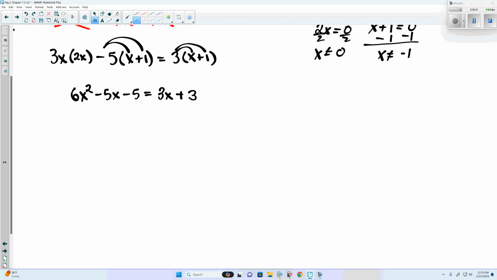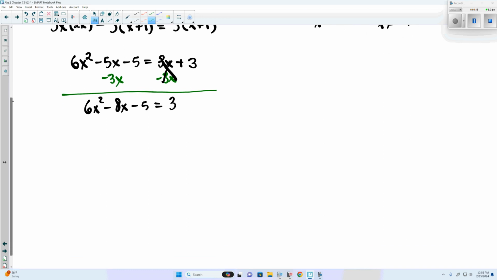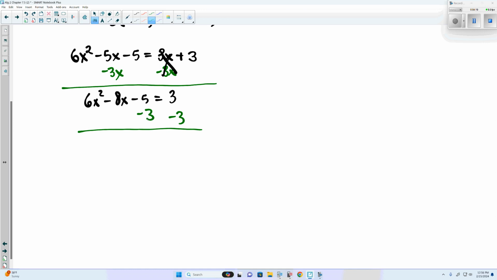Now we still have a quadratic term. We have that x squared term. So we need to get this equation equal to 0. It doesn't matter if we move everything from the left to the right or right to the left. I always pick whichever one's going to be the least amount of steps. Because if I'm going from the left to the right, we're moving 3 things. If we're going from the right to the left, we're moving 2. So it might be easier to subtract our 3x and then 3, or 3 and then 3x. Order doesn't matter. If we subtract 3x from both sides, we'll have 6x squared minus 8x minus 5 is equal to 3. And then subtracting 3, giving us 6x squared minus 8x minus 8 is equal to 0.